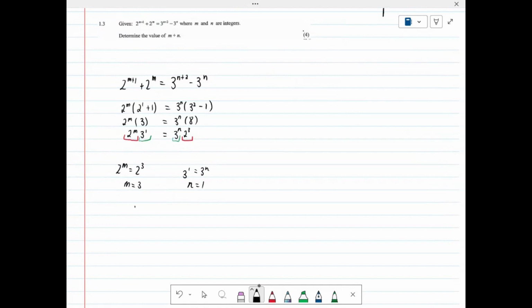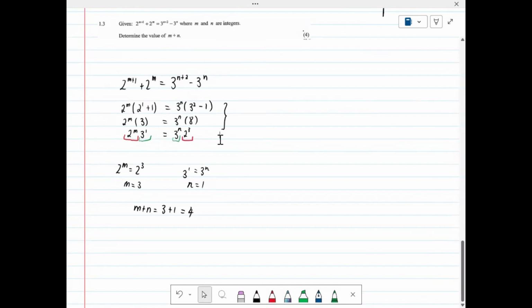So finally, they would like the value of m plus n, and that's 3 plus 1, which is 4. So the trick in this one is to use the rules of exponents to solve the equation. When we're working with exponents, we work with our prime bases and factorize and have multiplication, and that's what we've done to simplify. And finally, we've equated the bases with each other to solve for m and n respectively.